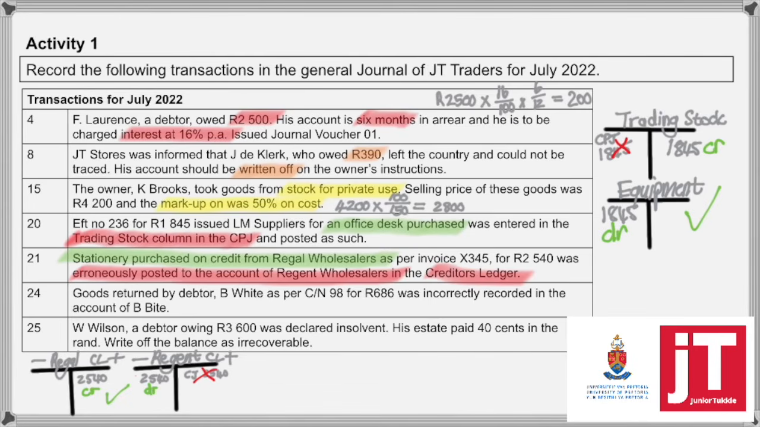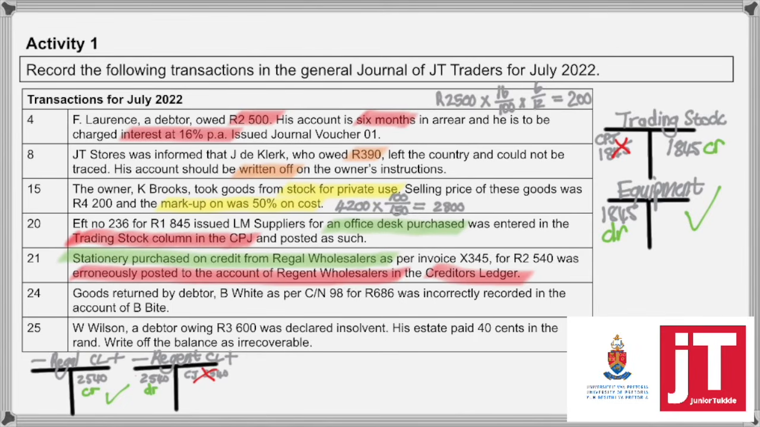Very important. You cannot do the corrections of errors without a little T account, because you are most likely going to make a mistake. So draw that little T account in rough somewhere so that you can see it very clearly in front of you, so that you don't make unnecessary mistakes.